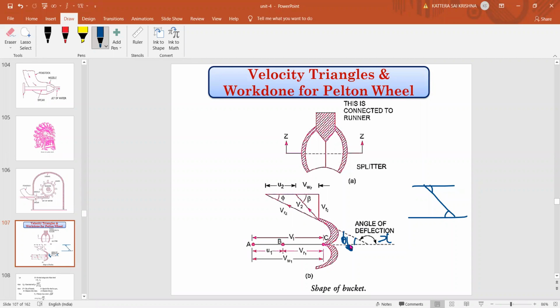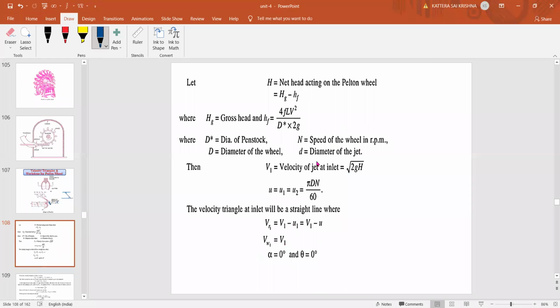So in the exam or in a problem, if we give the angle of deflection as 150 degrees, you can find phi by using the angle of deflection in the case of your Pelton wheel. So that is the thing here. Yes, you can draw this diagram roughly. Then we have the same things.